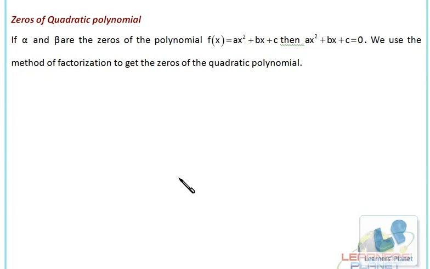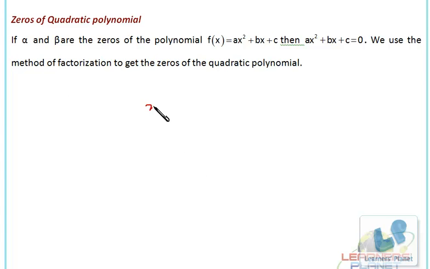Now suppose we have to calculate the zeros of a quadratic polynomial, then what do we do? Suppose alpha and beta are zeros of polynomial f(x) is equal to ax² + bx + c, then ax² + bx + c is equal to 0, and we will use the method of factorization to get zeros of the quadratic polynomial. I take an example over here.